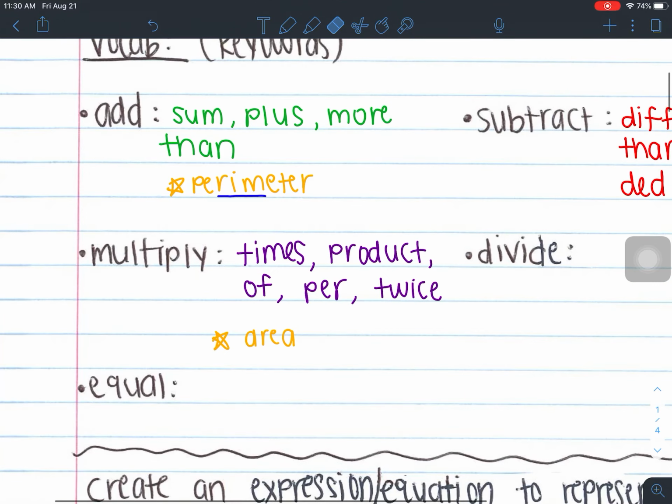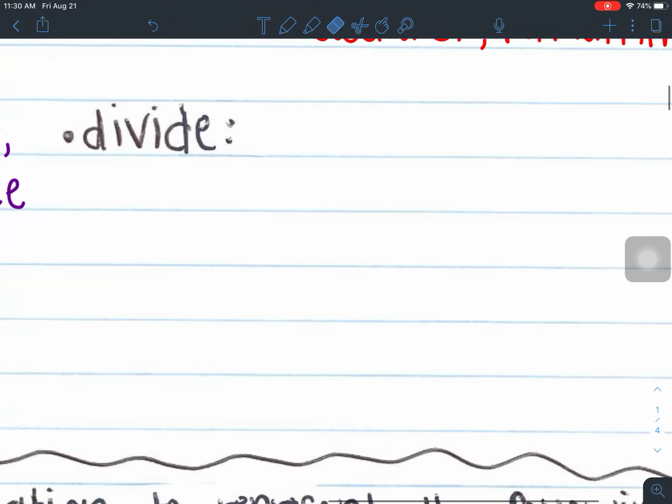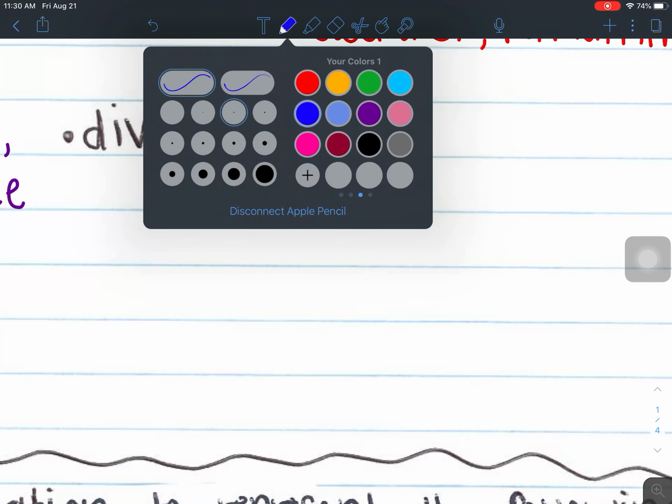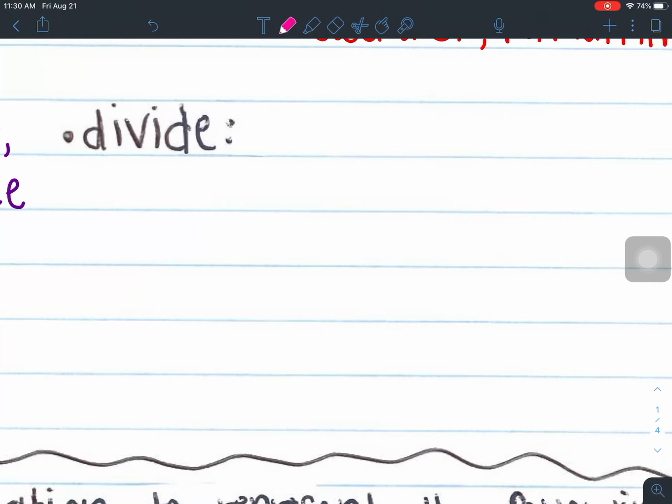And these are two very important words, especially when we move on into the very last week of our unit. So it's super important that you understand the difference between perimeter and area. All right, divide. Some words that mean divide are quotient.